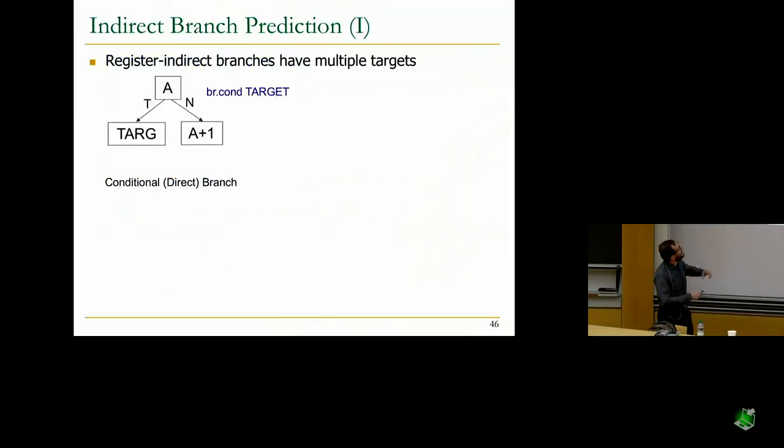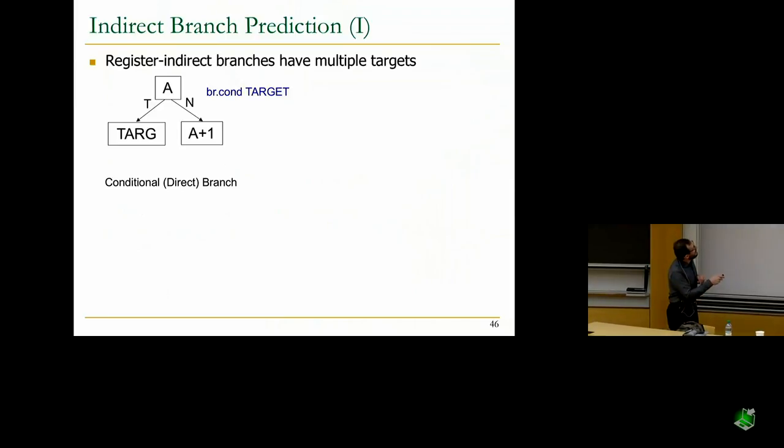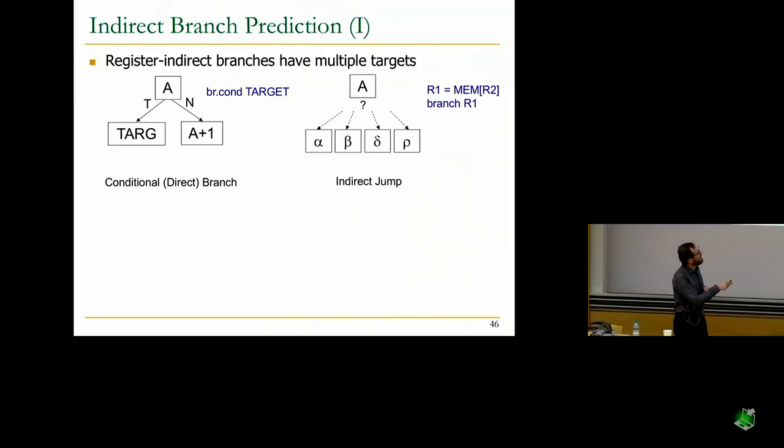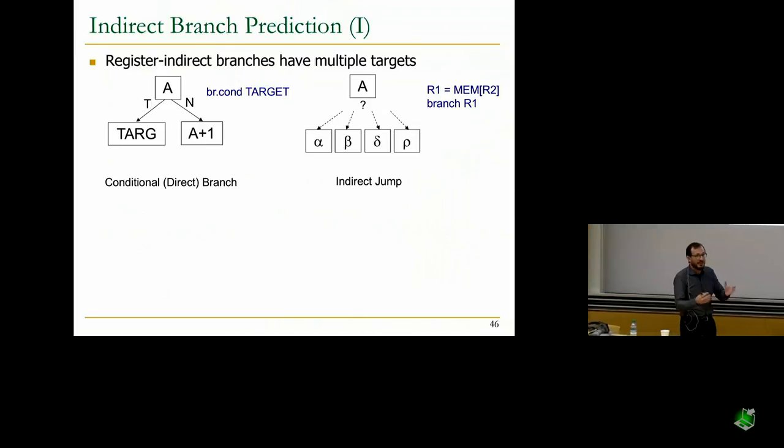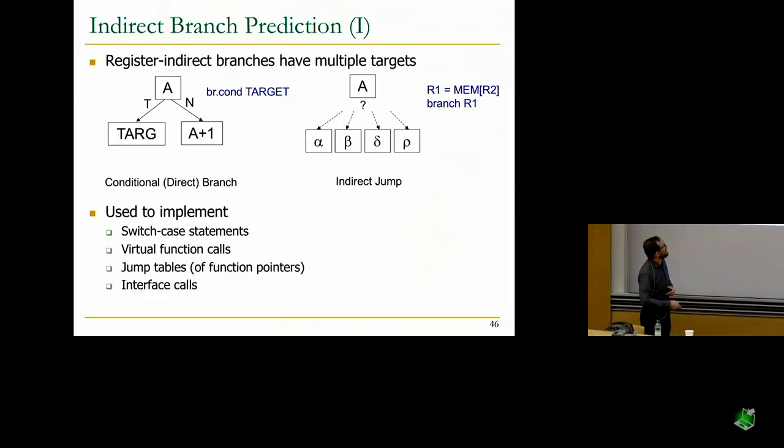The harder part is the indirect branches that are register indirect that are not returns, essentially. Register indirect branches have multiple targets. So far, we've been dealing with conditional or direct branches. It has one target and one next sequential instruction. But an indirect branch may look like this, basically. You load some value from memory, that's a pointer, and you jump into that pointer, which is essentially the beginning of your code, right? It could be many things. Then the key question is, how do you predict that?